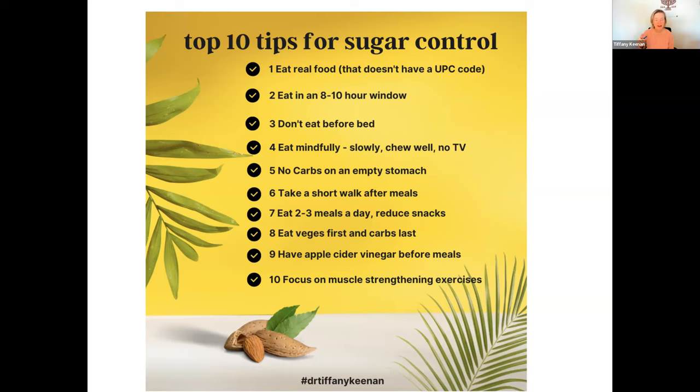Number two, for sugar control. Now, this is something that you can begin to experiment, is eating within an 8 to 10 hour window. So you can start narrowing your window. So what does this mean? If you typically had breakfast at 7 and then you ate supper at like 8 o'clock at night, then you've got like a 13 hour window that you're eating.